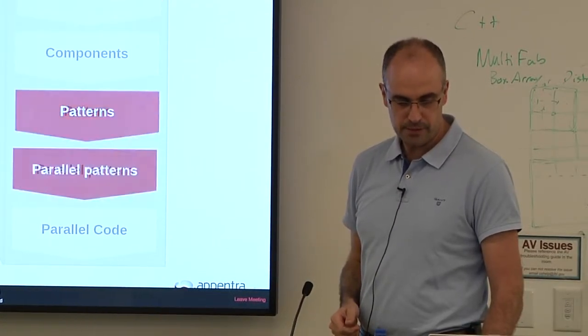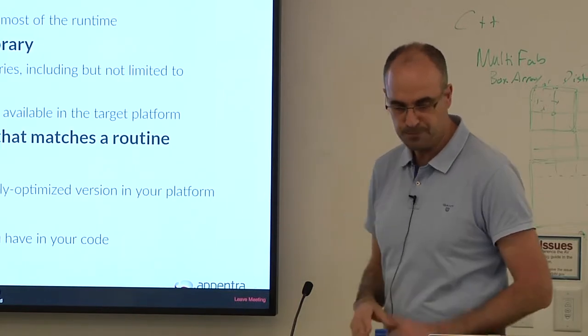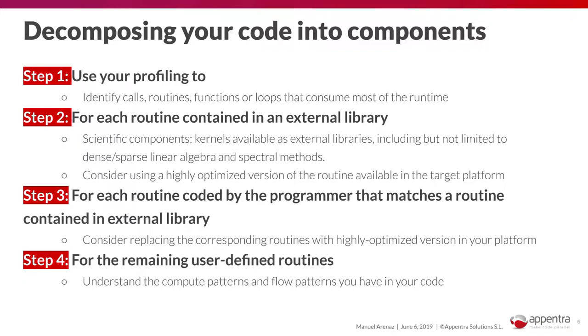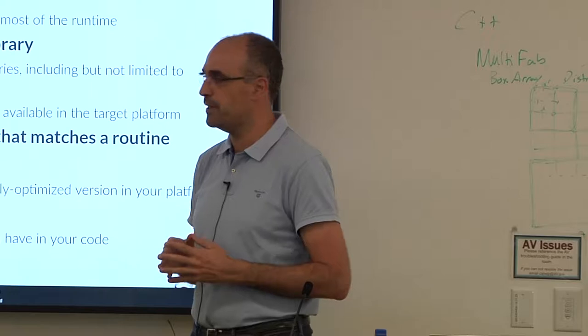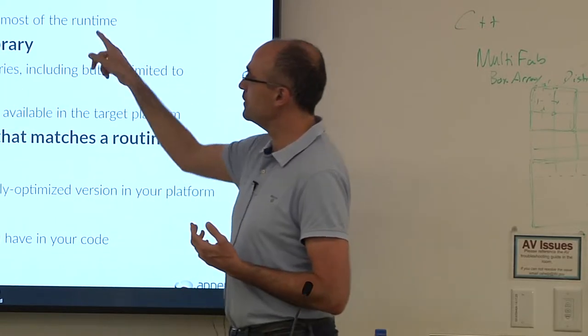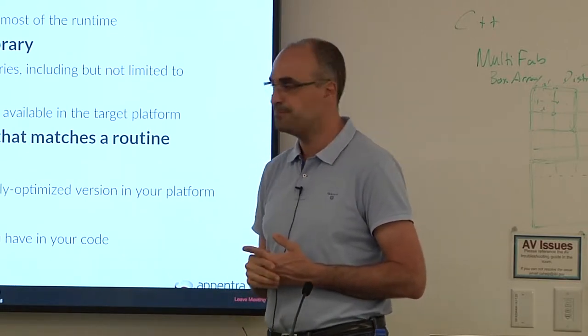So components, patterns, parallel patterns, translated into parallel code. More or less, we have already said this, but I want to summarize it in a set of 4 steps. First, we are talking about taking real applications, not toy examples that we can use in training. An application that is part of your science. First, even if you have not done it, do at least one profiling, just to double check that you are focusing on the right part. So you will identify calls, routines, functions, and loops that consume most of the runtime of your application.